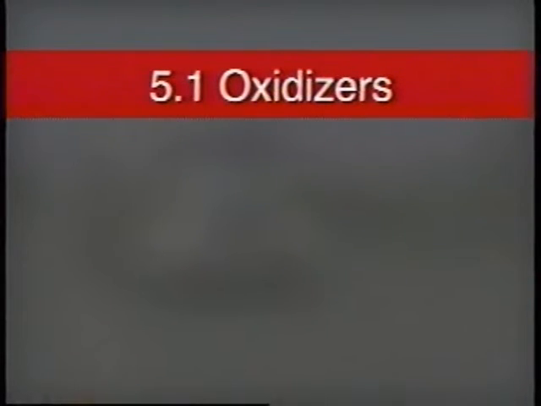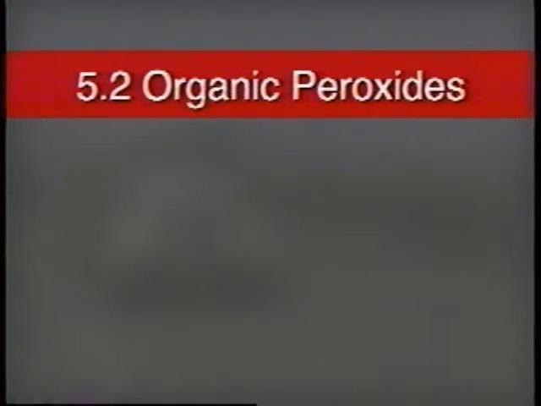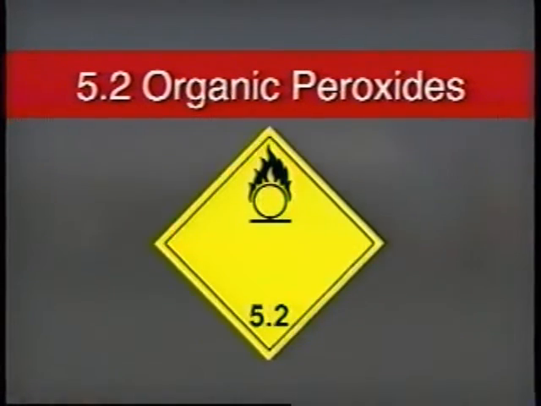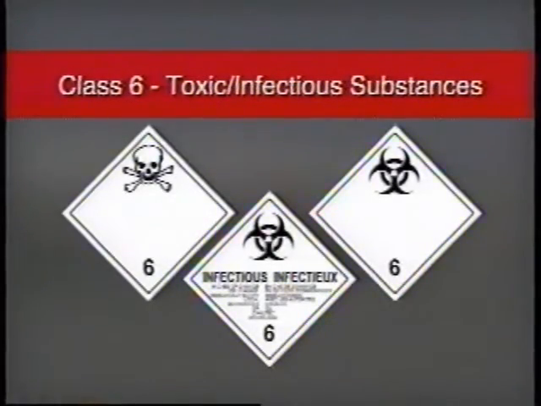5.1. Oxidizers. These are substances that contain large amounts of readily available oxygen that will feed a fire. 5.2. Organic peroxides. Organic peroxides are unstable and reactive. When they are combined with other materials, they can burst into flames, create heat, and provide more oxygen. Class 6. Toxic, infectious substances. Class 6 products or substances harm people by poisoning or infecting them.